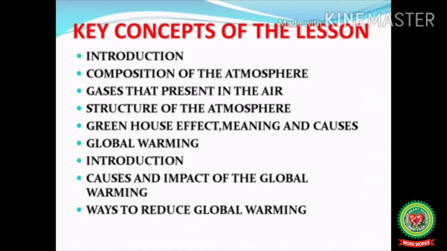Introduction, composition of atmosphere, gases that are present in the air, structure of the atmosphere, greenhouse effect, meaning and causes, global warming, causes and impact of global warming, ways to reduce global warming.